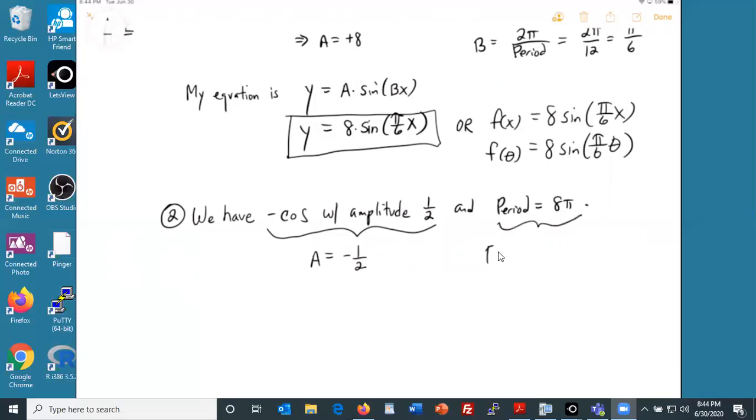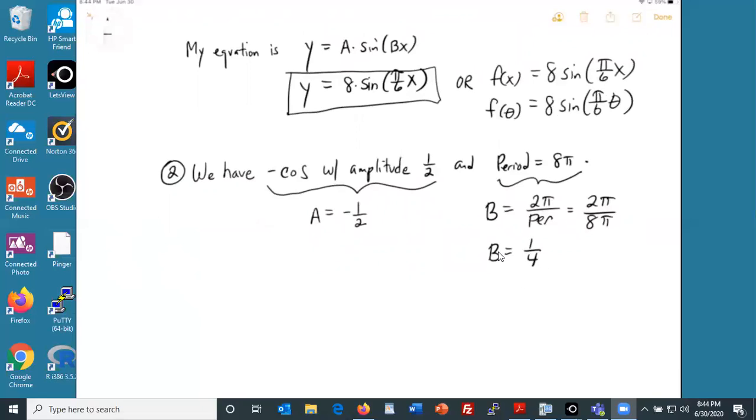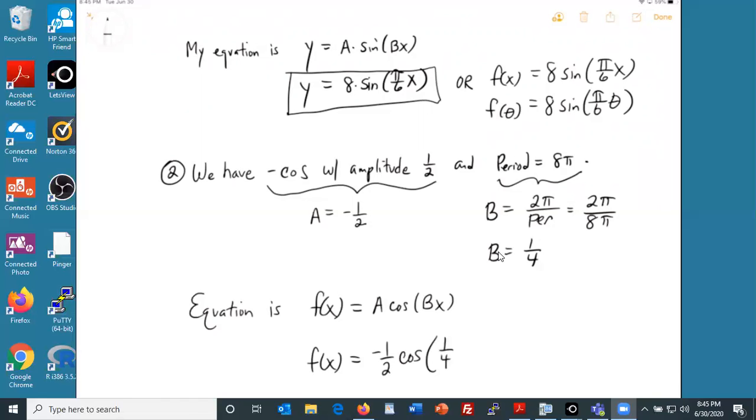And now the period will help us get the B value. So 2 pi over period is 2 pi over 8 pi. The pi's cancel, and I get 2 over 8, which is 1/4, for B. And remember, it's a cosine function, so make sure you write cos in your equation. So therefore the equation is, let's use f of x equals, remember it's a cosine function of bx, so f of x equals negative 1/2 cosine of 1/4 x.